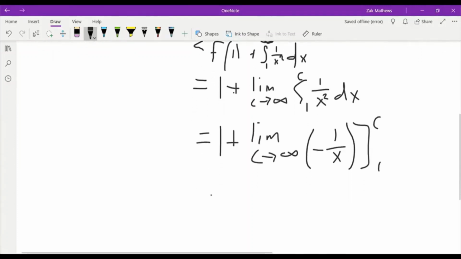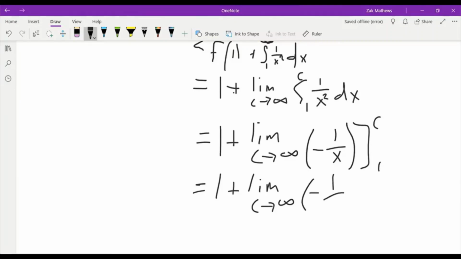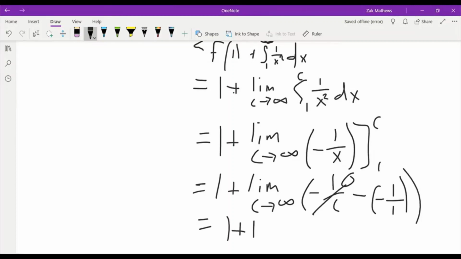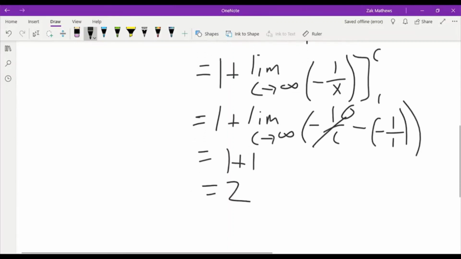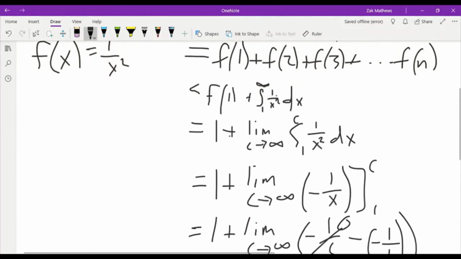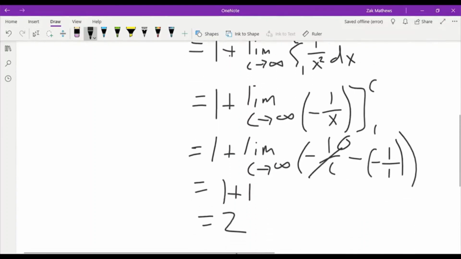And so when I plug those things in, we'll have our limit as c goes to infinity of negative 1 over c minus the negative 1 over 1. Now 1 over c is going to 0, minus negative 1 over 1 is going to give me 0 plus 1, which means that this integral with the original function value of 1 is equal to 1.